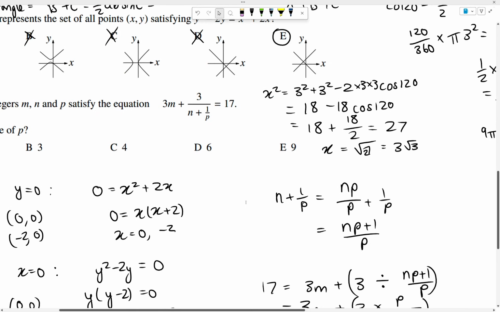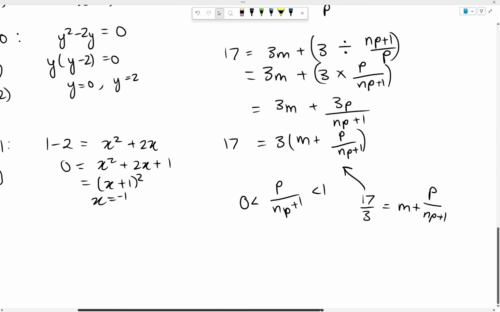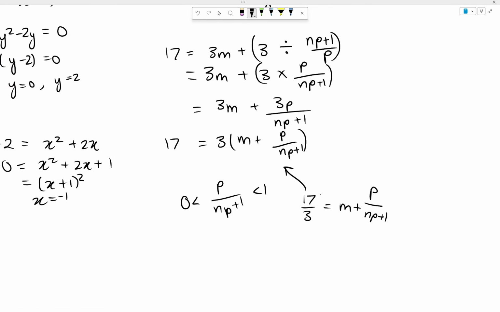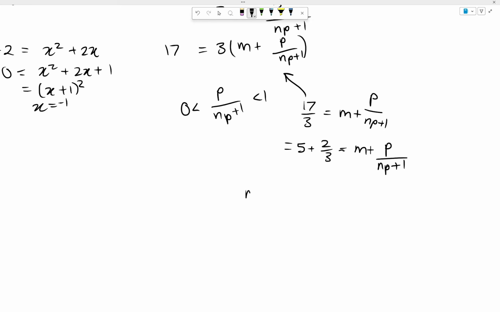And what's the question asking for? Asking for the value of p. So this is equal to 5 plus 2/3, which is equal to m plus p over np plus 1. So therefore, m equals 5 and 2/3 equals p over np plus 1.